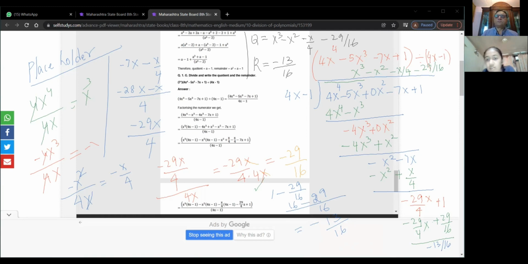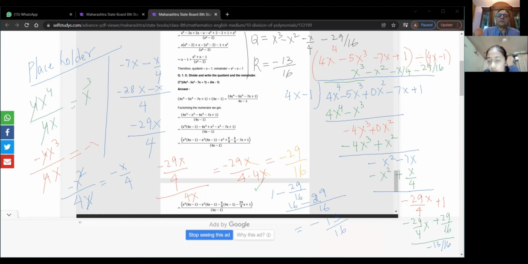Yes, I explain. First, we took the first two digits because in the divisor, we have two digits. Correct. And then in the quotient, we put x cube. And here we put 4x raised to 4. And then we got the answer as 0. And down we put x cube. And then we got the answer as 4x cube. And then we wrote x squared minus x squared. And we got the answer as minus x minus 4x cube.